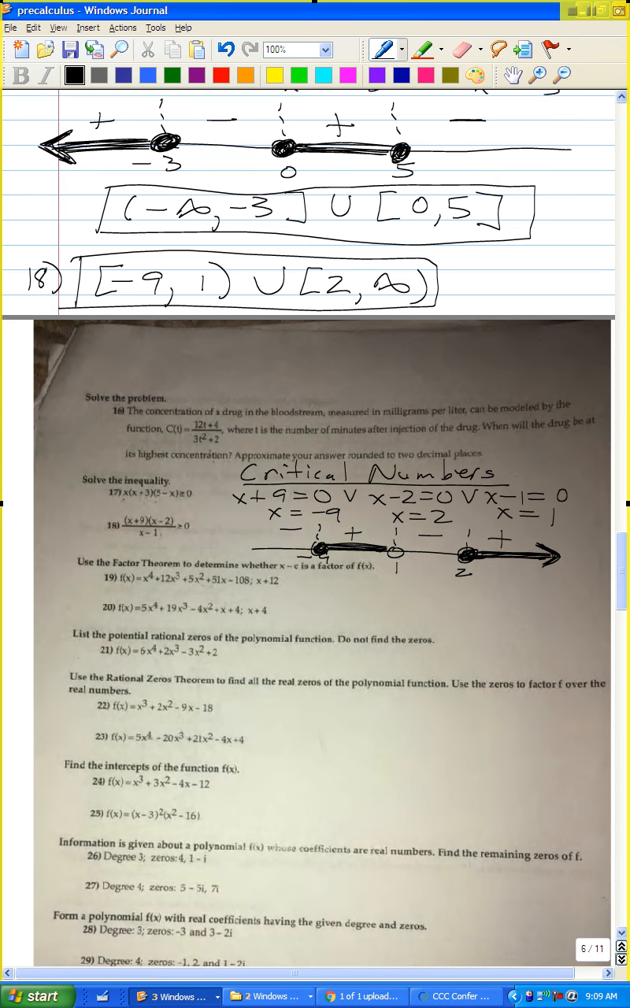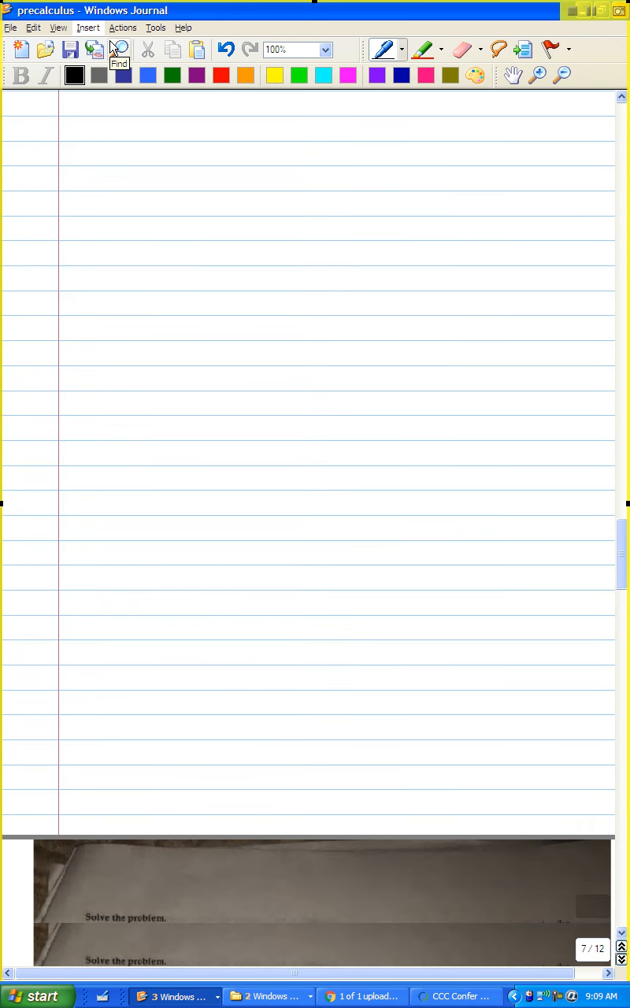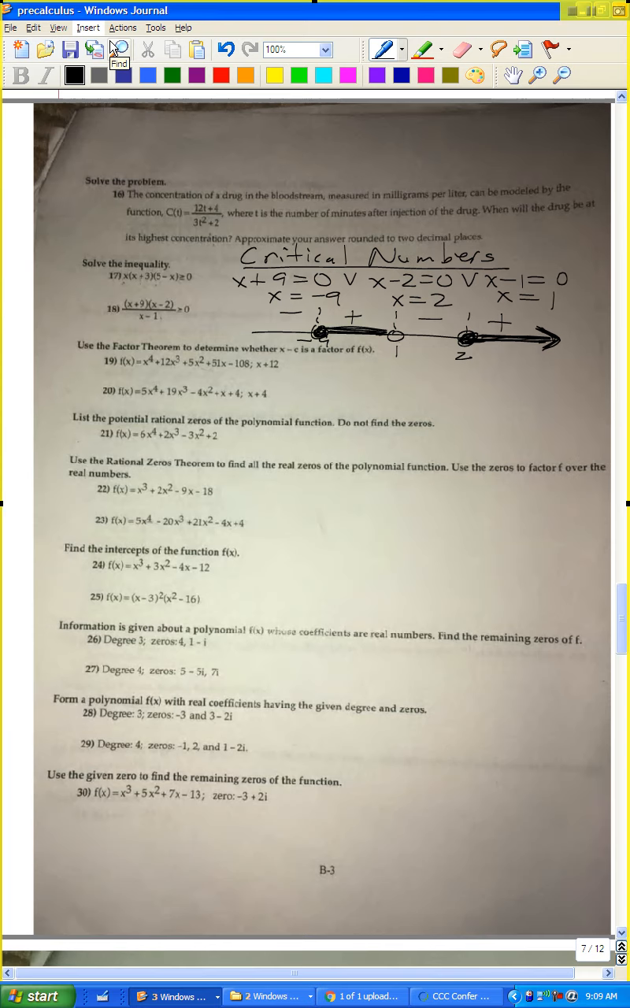Okay, good. Okay, we'll certainly need a fresh page for this one.